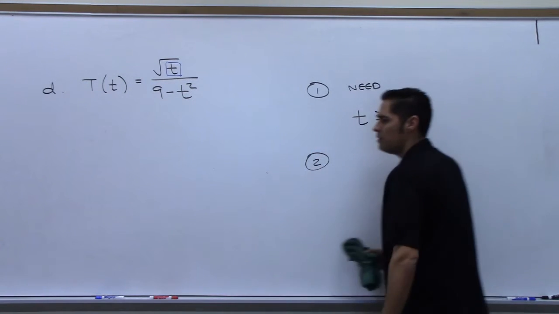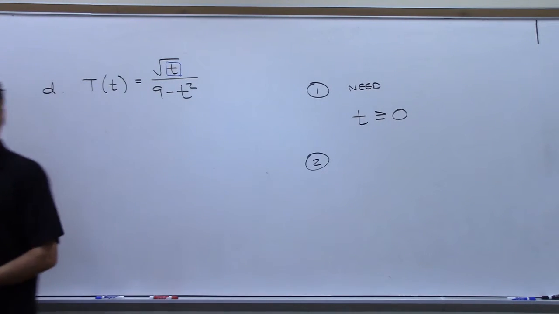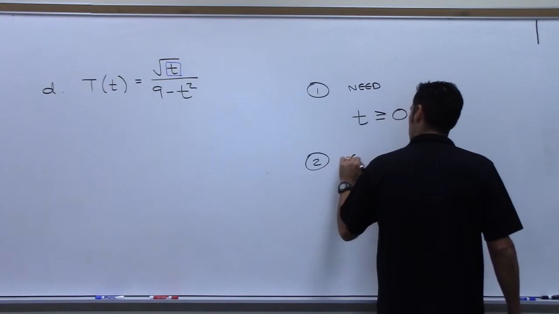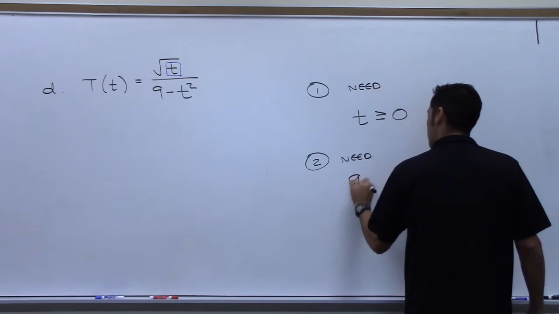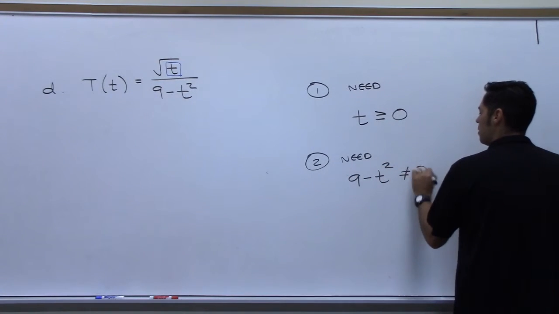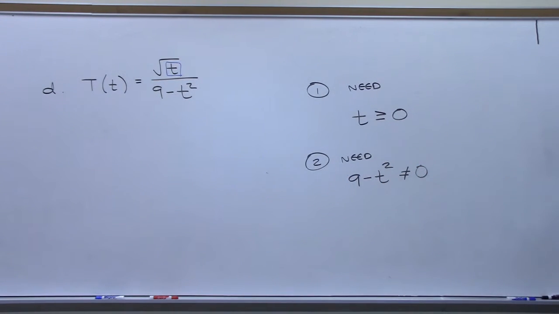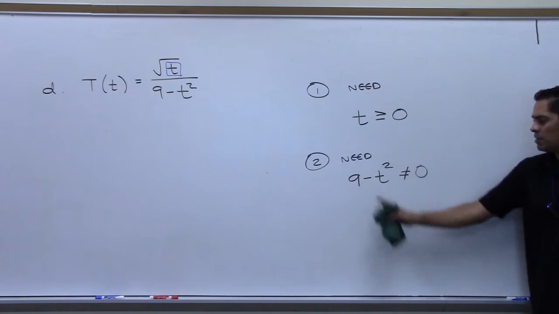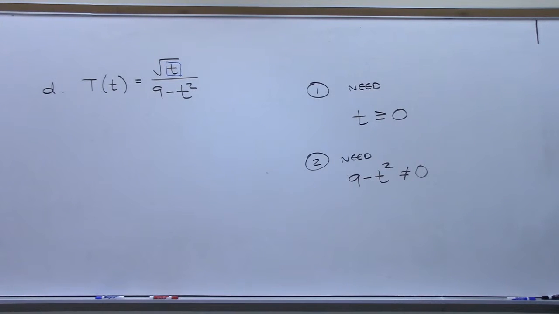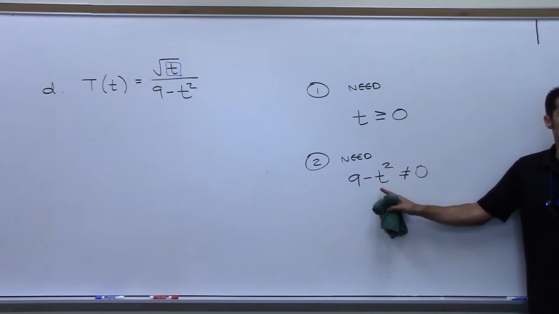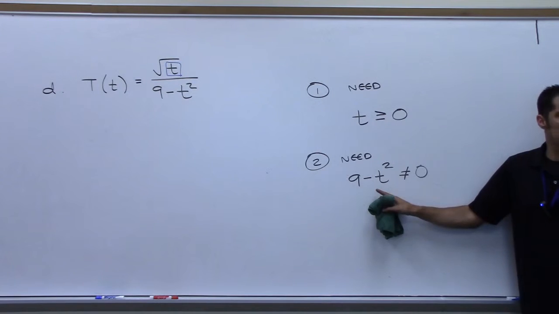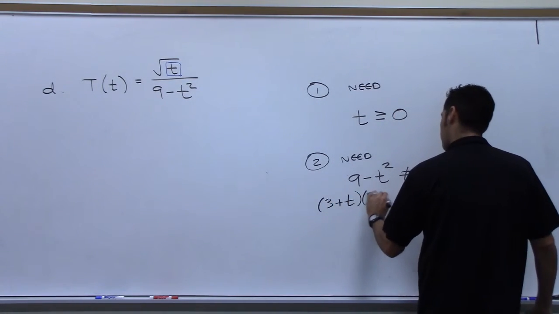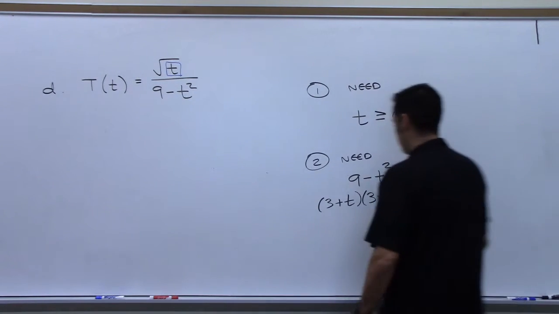Is it possible to get division by 0? Yes, it is. What we need is that 9 minus t squared cannot be 0, right? What type of equation is this? Even though we're trying to figure out when it's not this, what type of equation is this? Yes, that's how we'll solve it, but it's a quadratic equation, right? So I could do difference of squares, 3 plus t, 3 minus t, cannot be equal to 0.